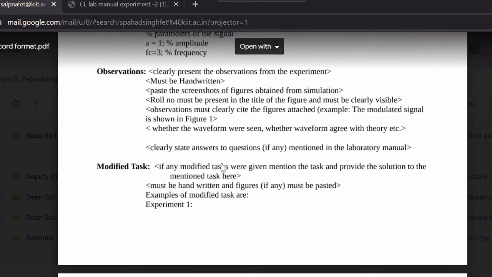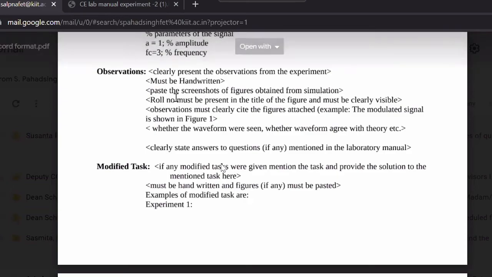Then observations, if there are any, must be handwritten. Paste the screenshot of the figure obtained from the simulation, all the graphs and all. The roll number must be present in the title of the figure. Whatever simulation you have done in the graph, as sir has just told you, the legend part, your name and roll number should be there in the graph, and you paste it.